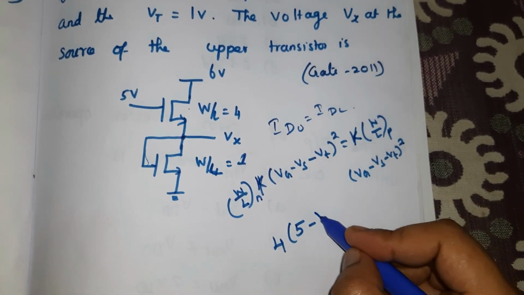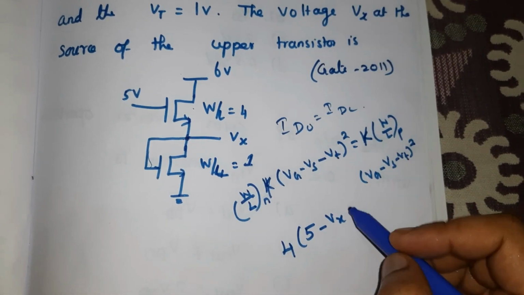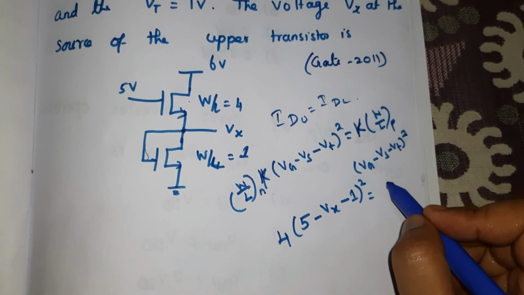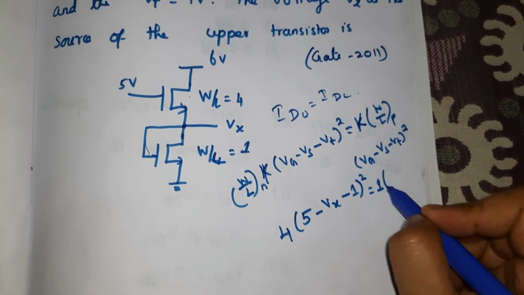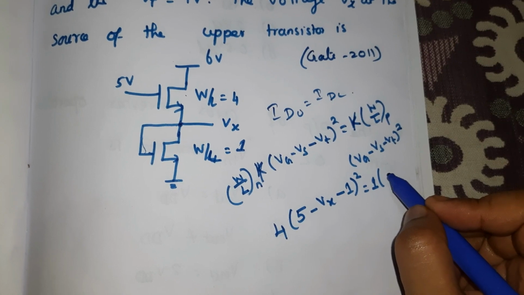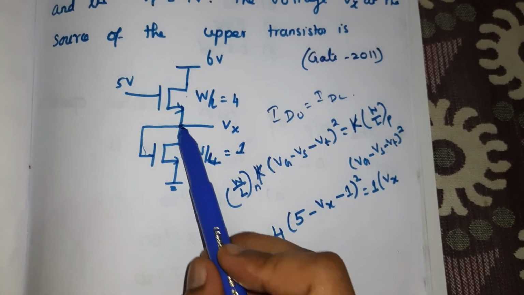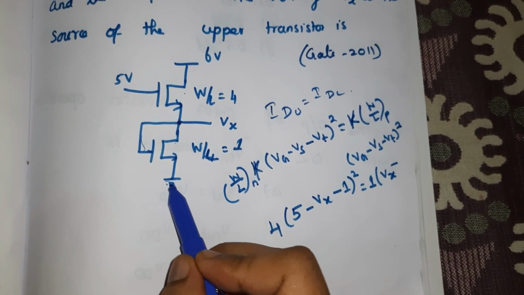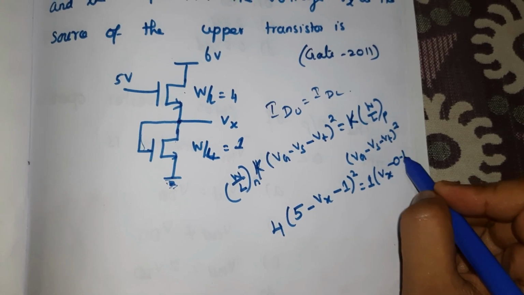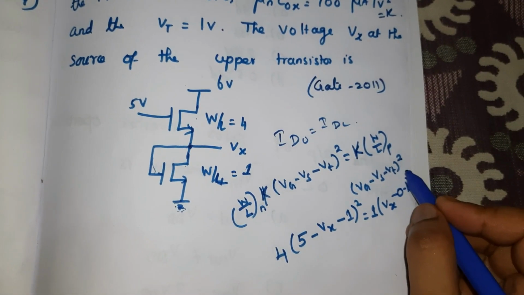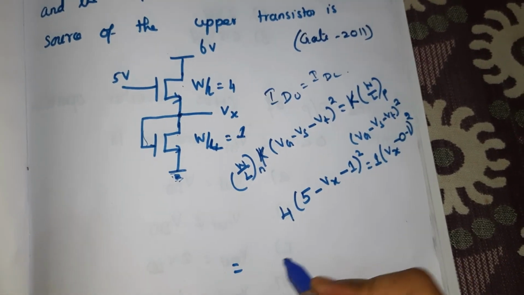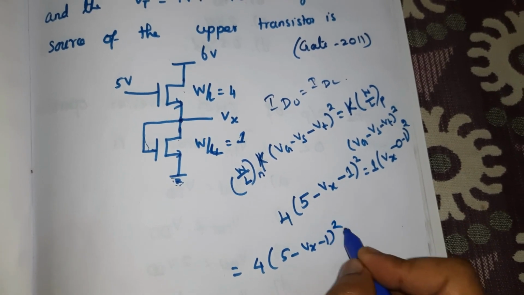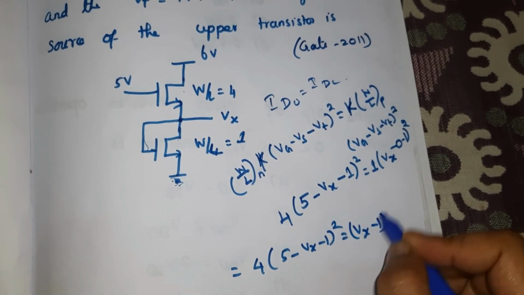Vg of this first transistor is 5, and Vgs is equal to Vx, so 5 minus Vx, minus Vt, which is 1, the whole square, is equal to, and here W by L is 1, and Vg is equal to Vd, and here Vd is Vx, the drain is Vx, so we put Vx here, and also Vs is grounded, so here it is 0, and minus 1, Vt is 1, the whole square. By solving this we will get 4 into 5 minus Vx minus 1 the whole square, equal to Vx minus 1 the whole square.